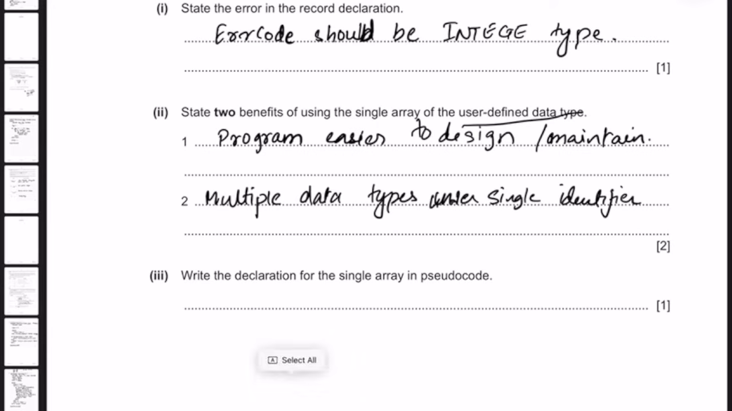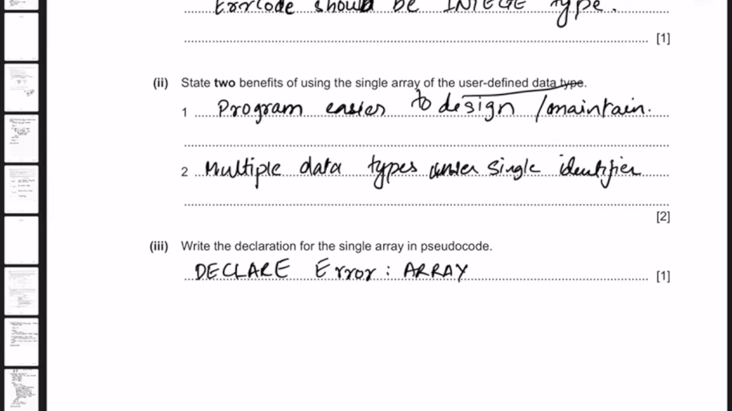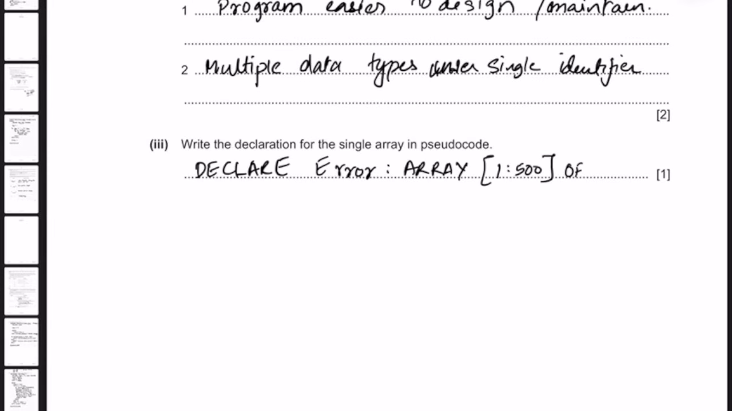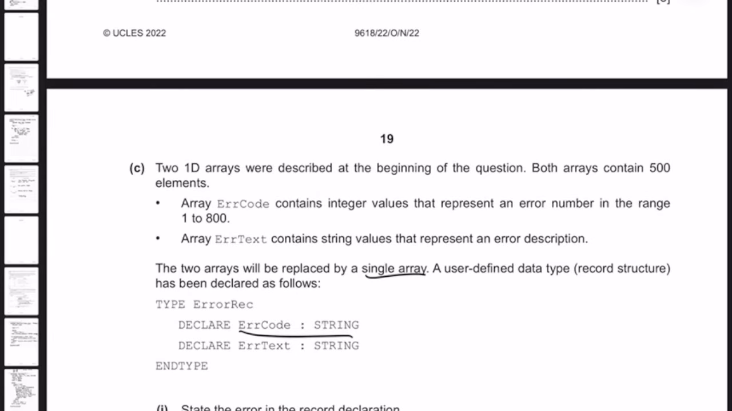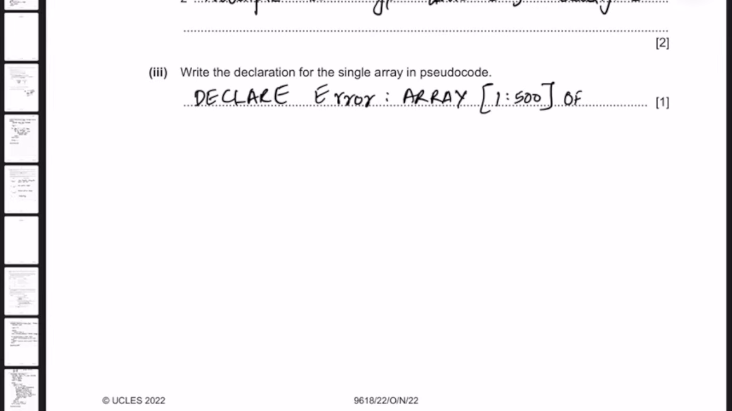Last one. Write the declaration for a single array in pseudocode. Simple. Declare. So I just called it error, and the array is of 500 elements of, now the type they have given, is it given? Yeah, error rec, that is our type. And that's the end of this paper.